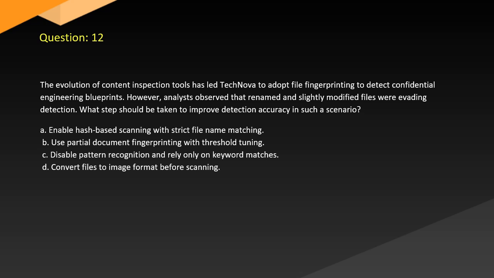A. Enable hash-based scanning with strict file name matching. B. Use partial document fingerprinting with threshold tuning. C. Disable pattern recognition and rely only on keyword matches. D. Convert files to image format before scanning.